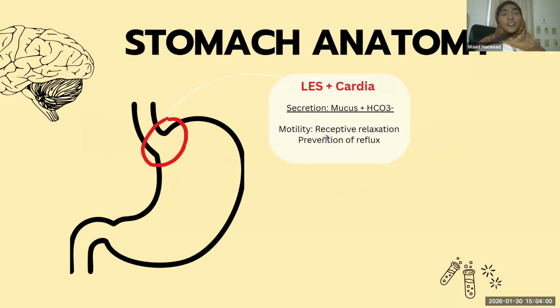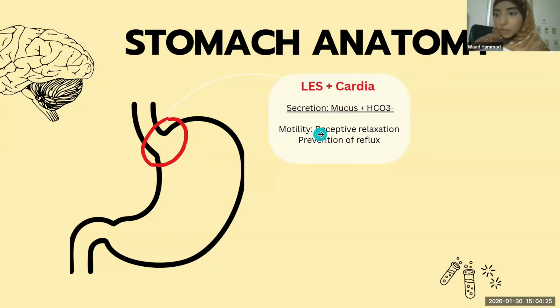Now, you might have not understood anything, so let me just break that down right now. We have our lower esophageal sphincter, which is where I'm pointing with my cursor. And then this area in specific is called the cardia, okay? And in this area, the secretion that's mostly there is mucus and bicarbonate. Mucus is mainly for the protection of the stomach wall, and then we have bicarbonate, which is there to balance out the acid or to buffer it, right?